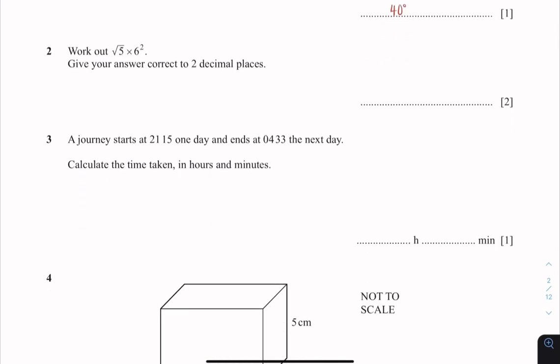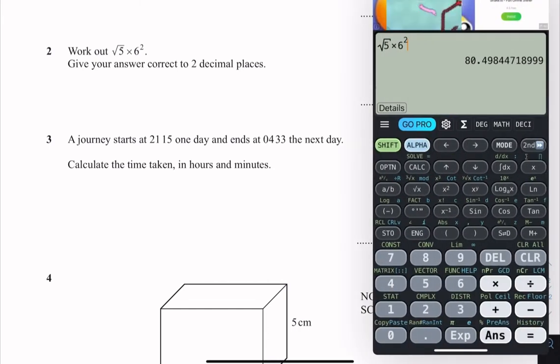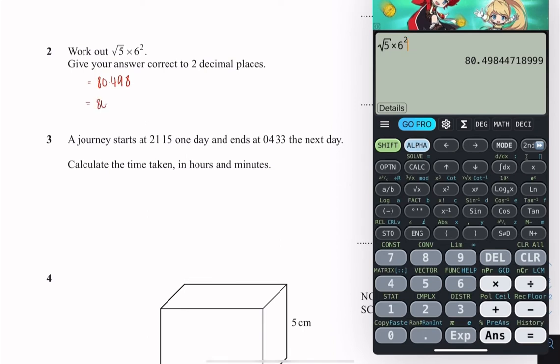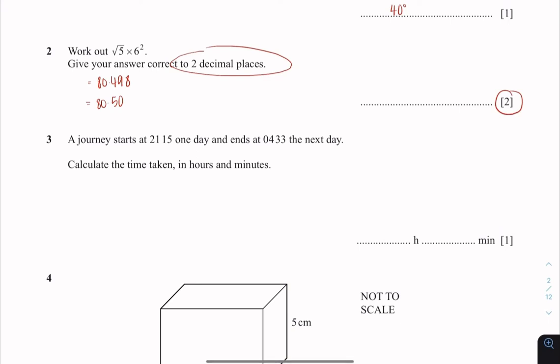Next, second question. Work out the square root of 5 times 6 squared. That would be 80.498. When you round it to 2 decimal places, that is 80.50. The first mark is for showing the 3 decimal places, and the second mark is for rounding it to 2 decimal places.